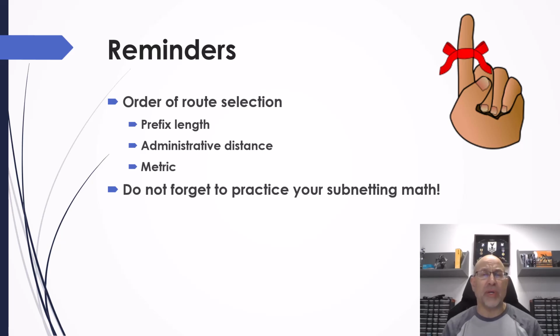And the prefix length becomes very, very important because it's a subnetting problem, or maybe even a supernetting or aggregation problem. So you can't forget to practice your subnetting math. But no matter what, remember that the order of route selection will be prefix length first and foremost. If the prefix lengths are the same, then you go by administrative distance. If the prefix length and the administrative distance are the same, then you go by the metric. So don't forget to practice your subnetting math.